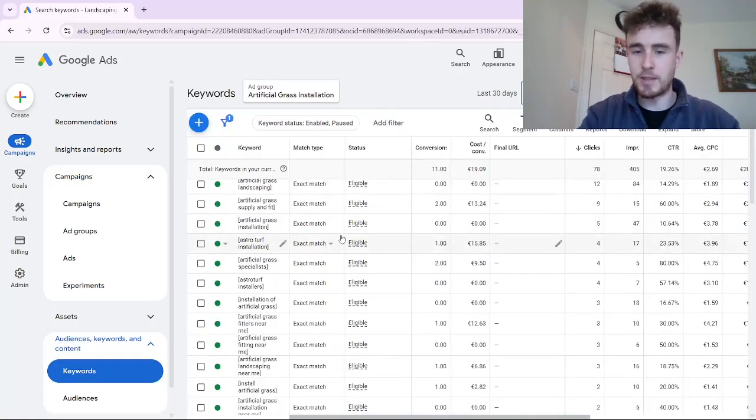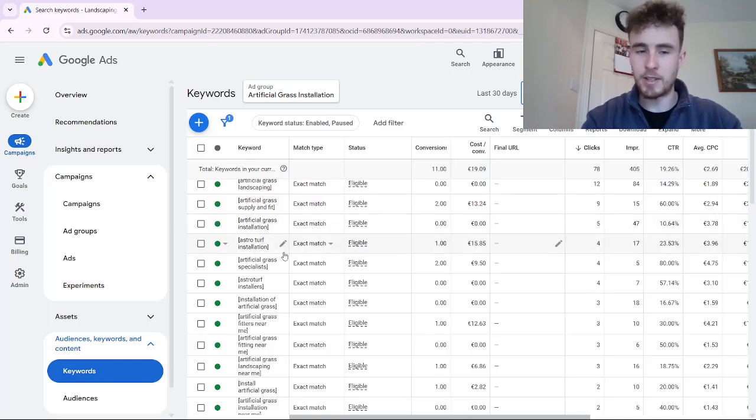The next thing you want to do then is make sure that ad relevance is on point, meaning that all of the keywords in each ad group are relevant to one another. So as we mentioned for this artificial grass installation ad group, all of the keywords in this ad group are worded differently, but more or less mean the exact same thing.